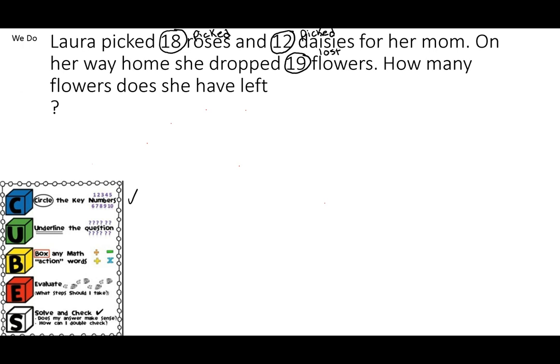Great job. Underline the question. And the question says, how many flowers does she have left? After we underline the question, we may check off and move to the next step. The next step says box in any action words. Do we see any action words in this problem? What action word do we see?